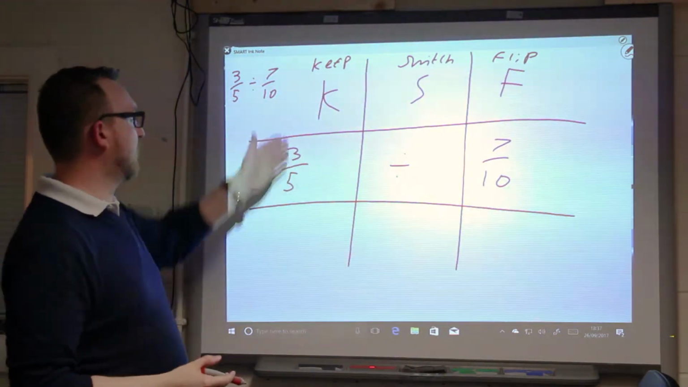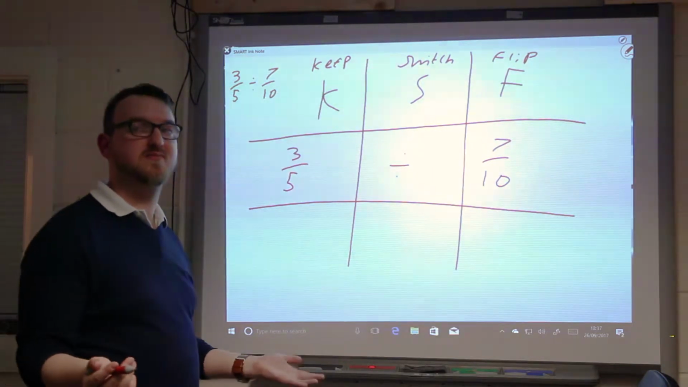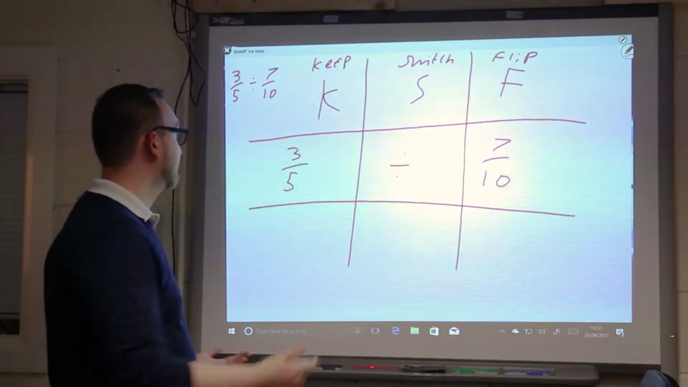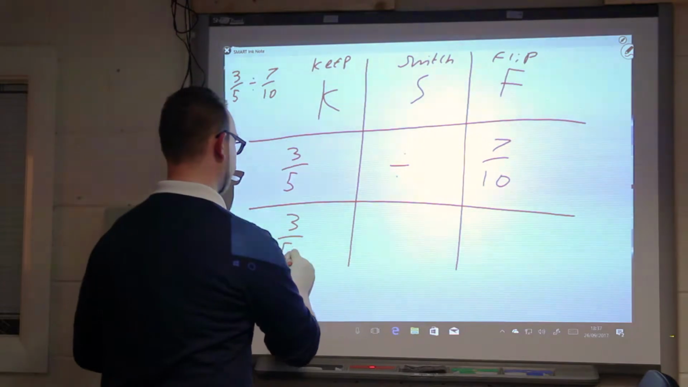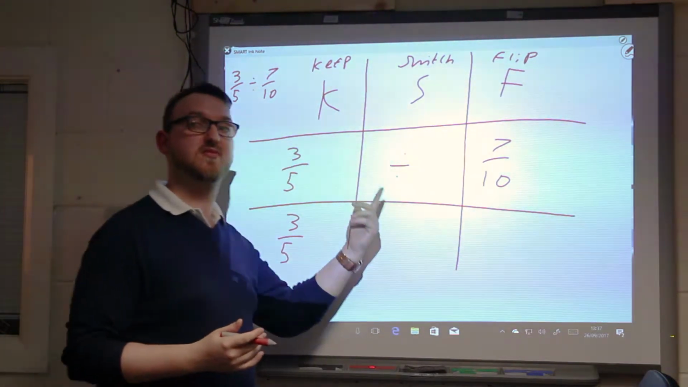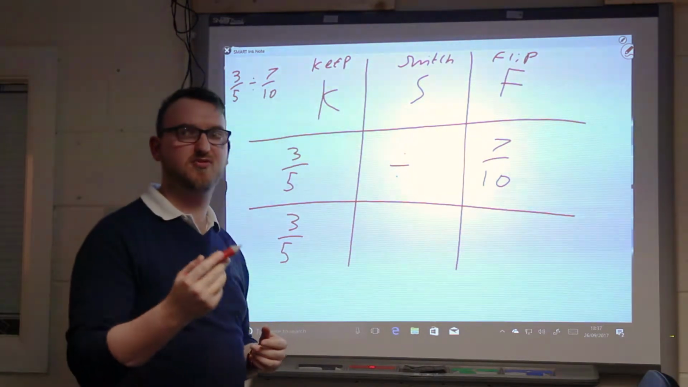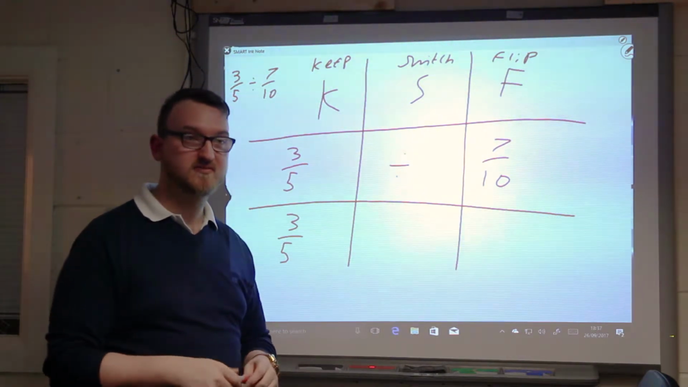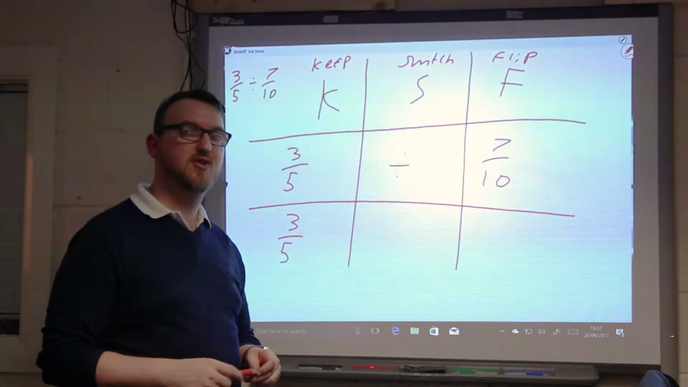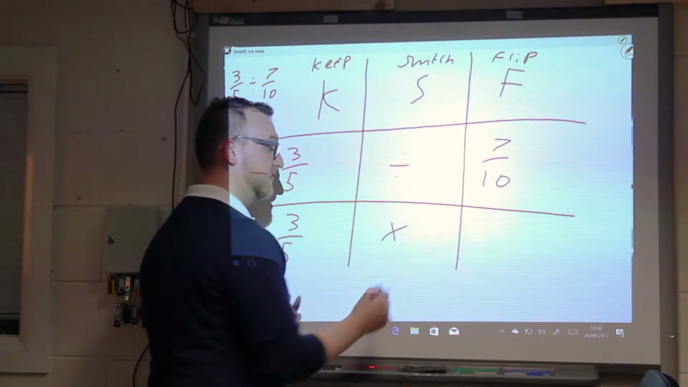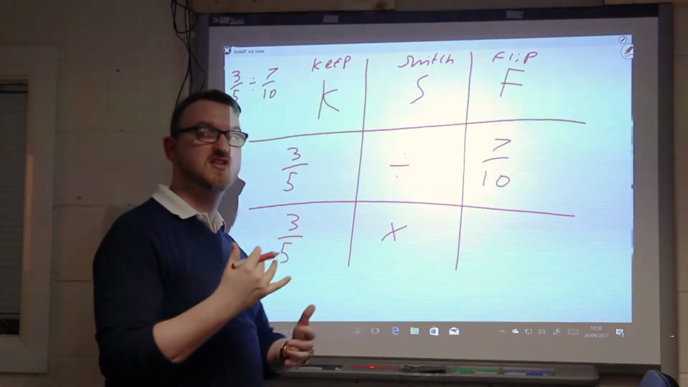Okay, so in this column, keep. Well, what do you think we're going to do there? Well, we're just going to keep it the same. 3 over 5. Switch. So we've got the division symbol there. What can we switch that for? We could switch it for addition, subtraction, but we're going to switch it for multiplication because that's the opposite, isn't it? Same way as the opposite of addition is take away.